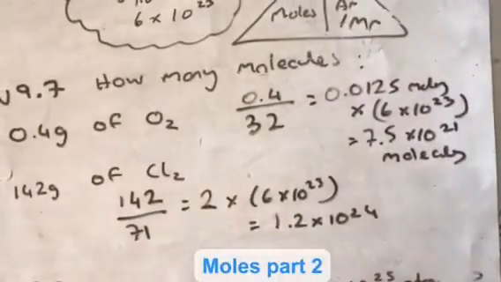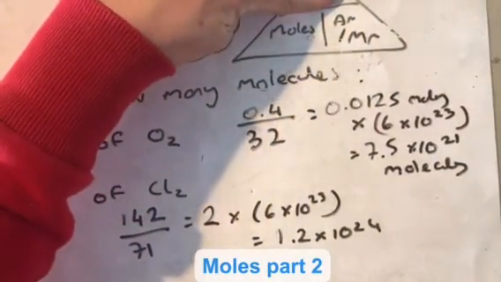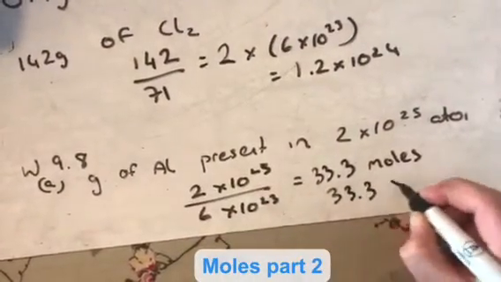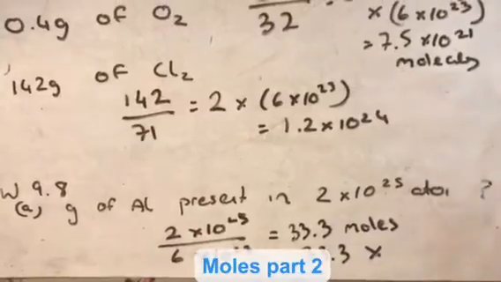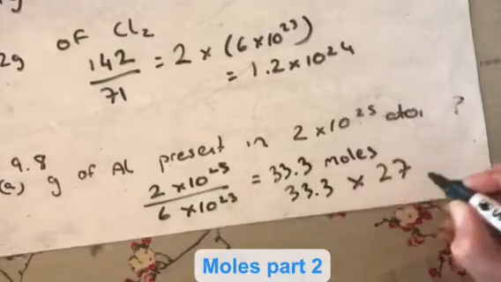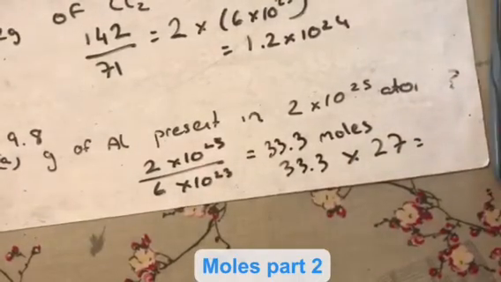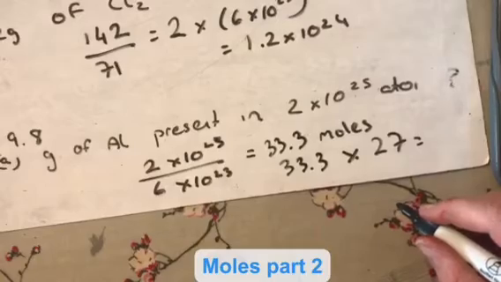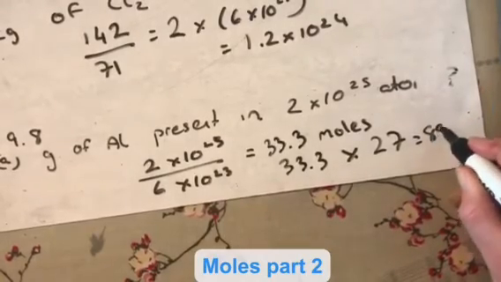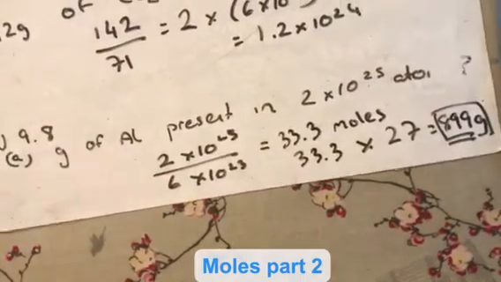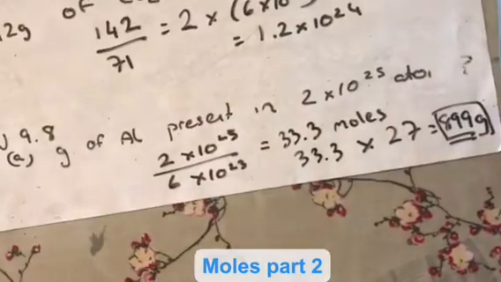So we're going to have to go back to this. If we're looking for our mass, we cover our mass, so it's moles multiplied by our atomic weight of aluminium. So it's going to be 33.3 multiplied by the mass of aluminium, 26.98, so we'll round that up to 27. So that is 33.3 by 27, and that works out to be 899 grams of aluminium. Okay, so I hope that's okay there. So that is part 2 of our moles, girls. Thank you.